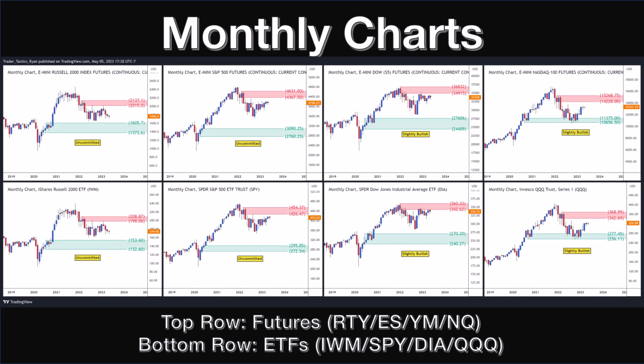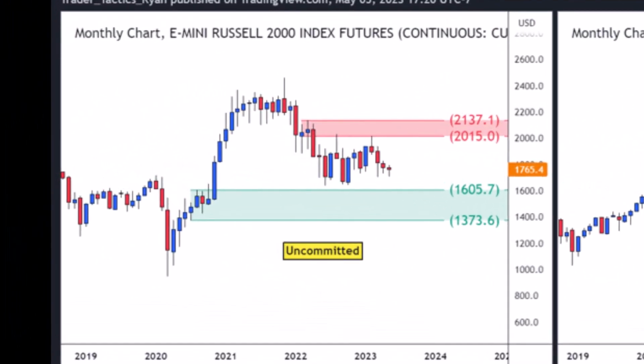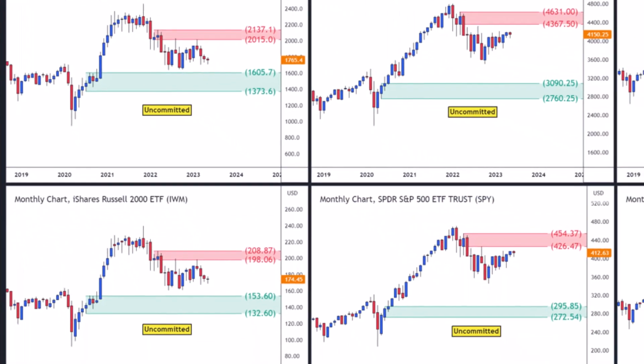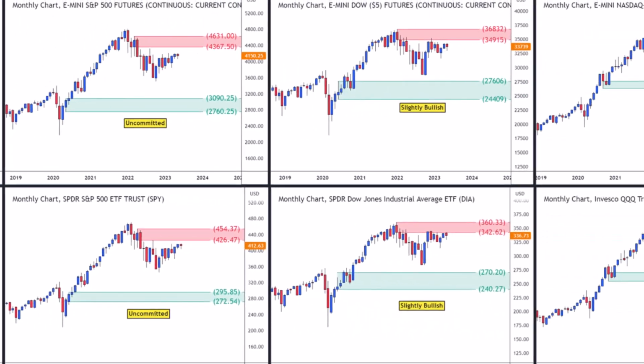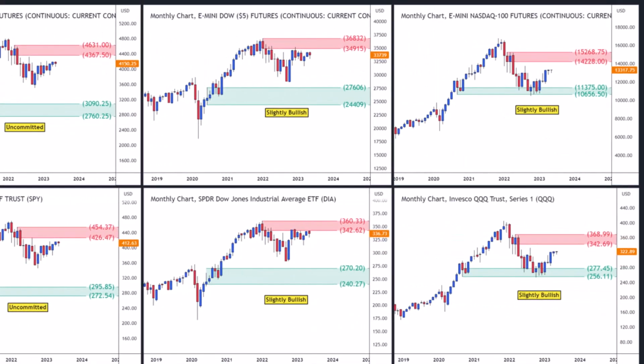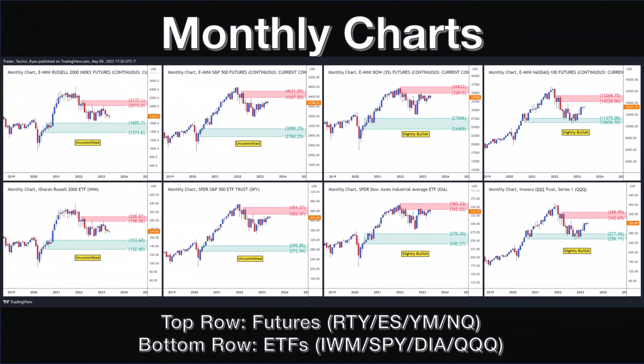On the Russell 2000, we can see, and this is for all of these markets here, really not much of a change so far this month compared to last month. It's pretty much stuck in the same range. We have narrow range candles across all markets right now. I know it's early in the month still, but it's off to a slow start. So I have uncommitted on the Russell 2000 and the S&P 500 and only slightly bullish on the Dow and the NASDAQ. And really, that's it. There's really not much more to it on these.